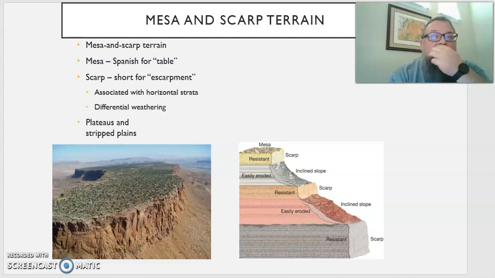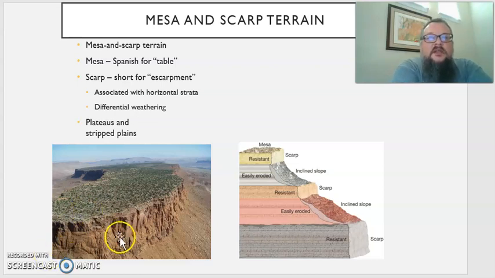Last time we talked about aeolian processes and sand dunes, and this time I'm going to change gears a little bit and talk about one of the primary landform types that we see in deserts, really common in the American Southwest, and that's kind of why I wanted to focus on it. It is called mesa and scarp terrain. The term terrain just means what we see with our eyes. Mesa and scarp are two common landforms that we would see in the deserts of the American Southwest, West Texas, New Mexico, Arizona, Utah, places like that.